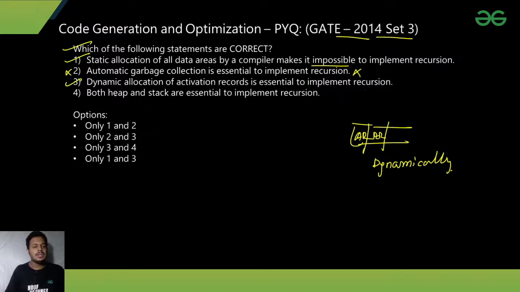And option 4 says that both heap and stack are essential to implement recursion. No, heap is not essential. We can implement recursion using stack only. Okay, so option 4 is also a wrong option. So only option 1 and 3 are correct.